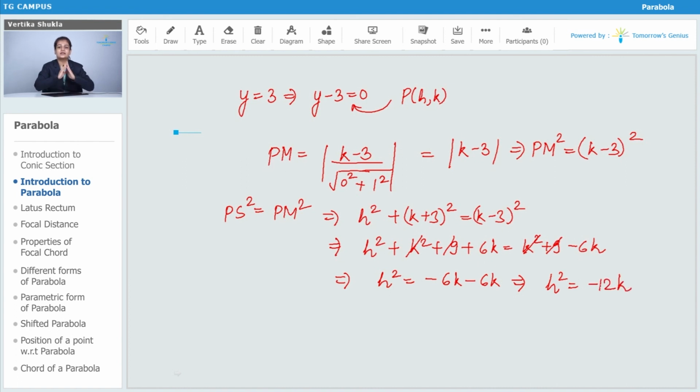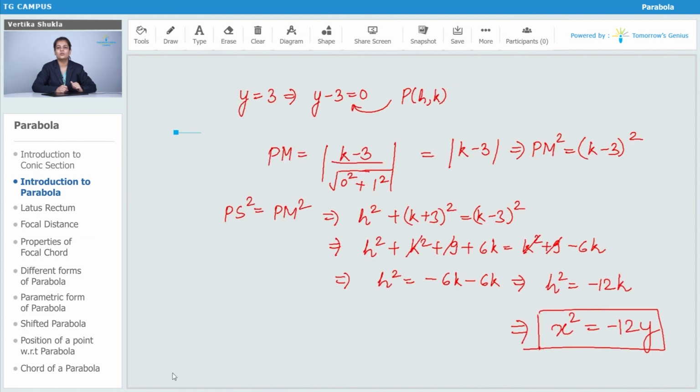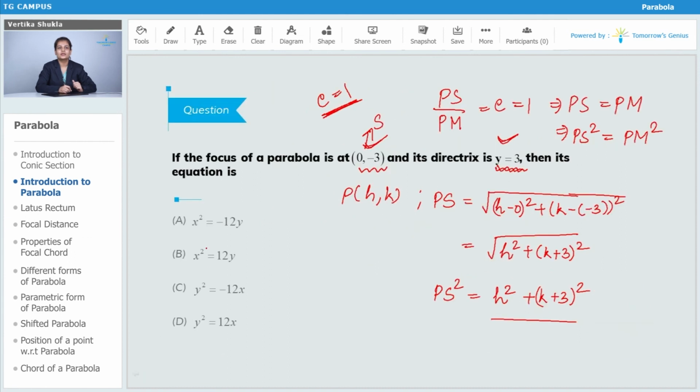Now see, since it is a locus of a point (h, k), in the end you will have to replace h by x and k by y. So what will be the locus? It will be x square is equal to -12y. So this is the equation of the locus of a point which moves in such a way that it has its focus at (0, -3) and directrix y = 3. So what is the equation that we got? x square is equal to -12y, which is option A. So option A is the correct option.